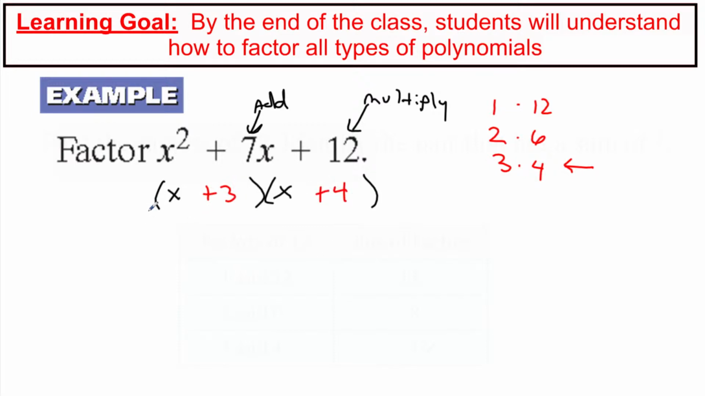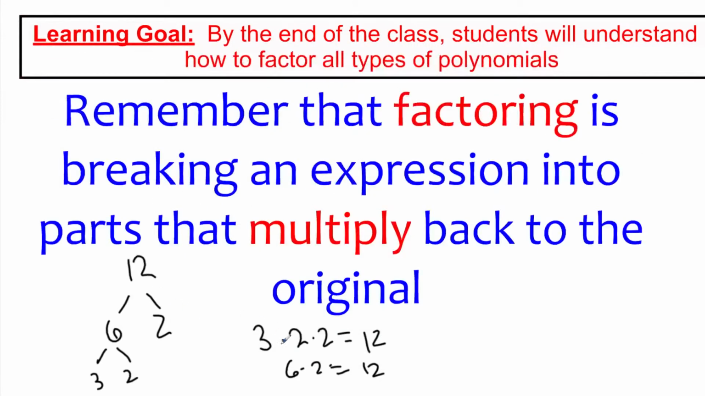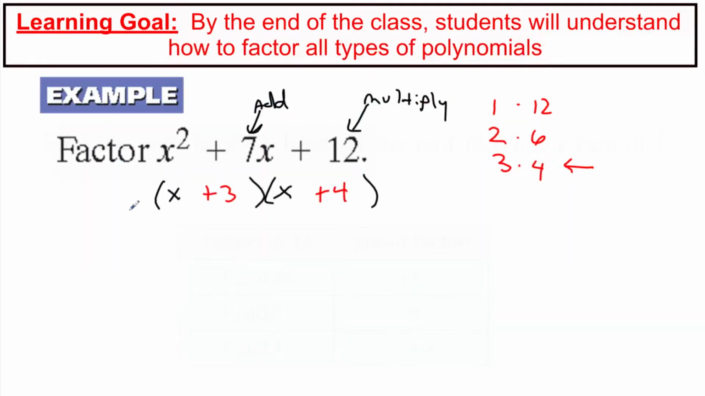I'm claiming x plus 3 and x plus 4 is the factored version of x squared plus 7x plus 12. Let's do a quick check on that. If I multiply this back together, it's like what we did with 12 being 3 times 2 times 2: those parts multiply and give you 12 back. So these parts should multiply and give me x squared plus 7x plus 12 when I multiply them out.